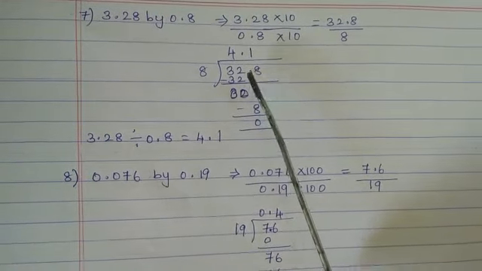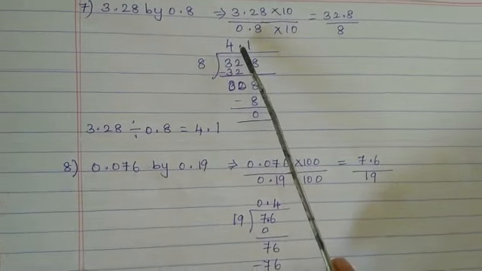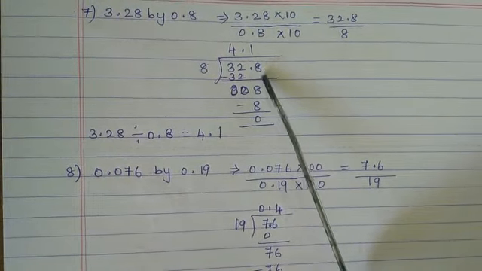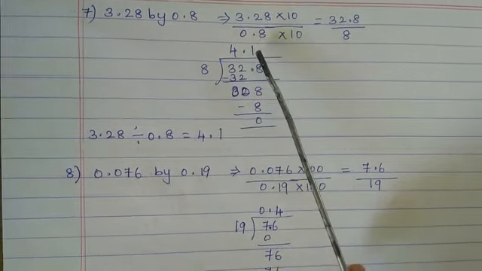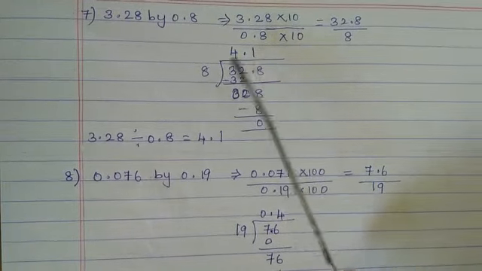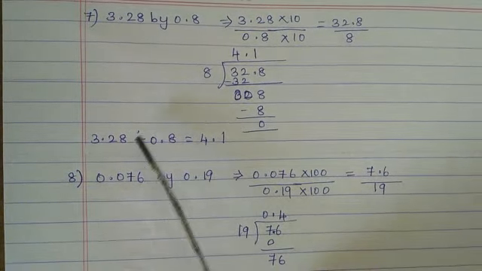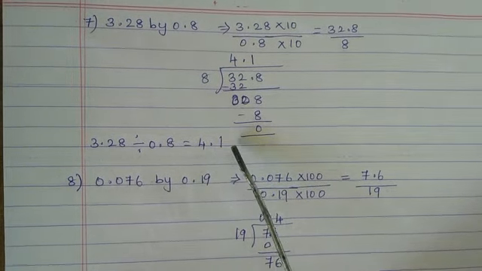Then after that we bring the digits after the decimal point. So we put the decimal point here, then you bring the digit 8 down. 8 divided by 8 is 1, that is the quotient is 1. 1 8 is 8. Now the remainder is 0. So 3.28 divided by 0.8 is equal to 4.1.